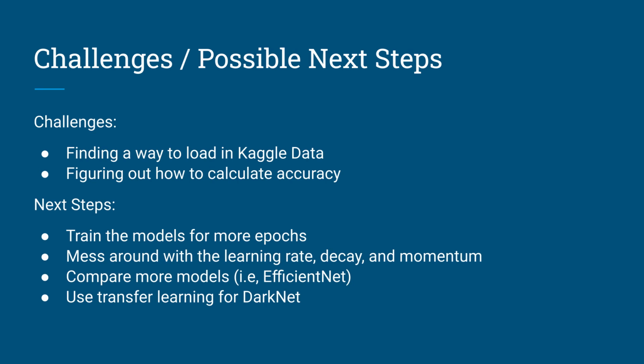If we had more time, here are some of the things that we would have done. First, we would have liked to train the DarkNet model for more time. With adjusted learning rate schedules, we believe that DarkNet has the ability to perform better if given more time. We also would have loved to use other pre-trained models like EfficientNet. And lastly, we would have loved to use transfer learning on DarkNet by pre-training it with ImageNet data and then adapting it to our model.